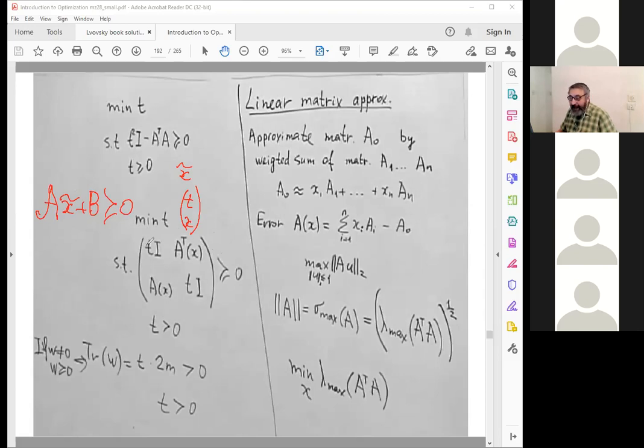Let's have a look. We learned some particular form of matrix A, of A of X. It's some x_i A_i, yes? This form we learned in the lecture. Maybe x_i A_i. Okay, are you with me? Yes, I'm with you.